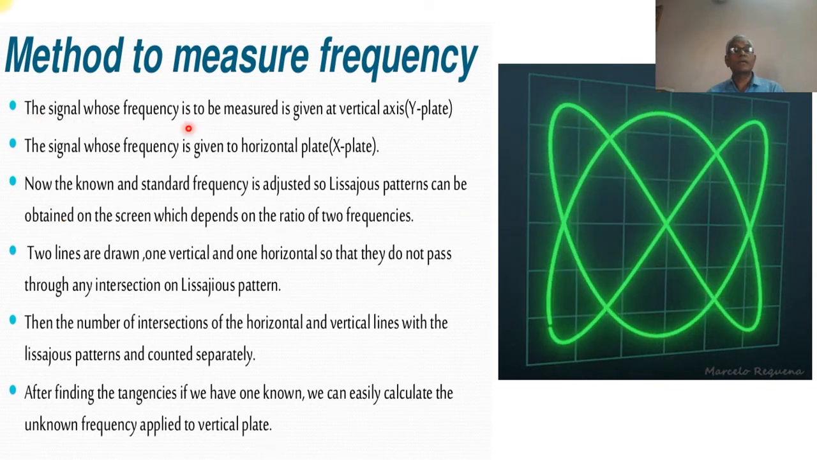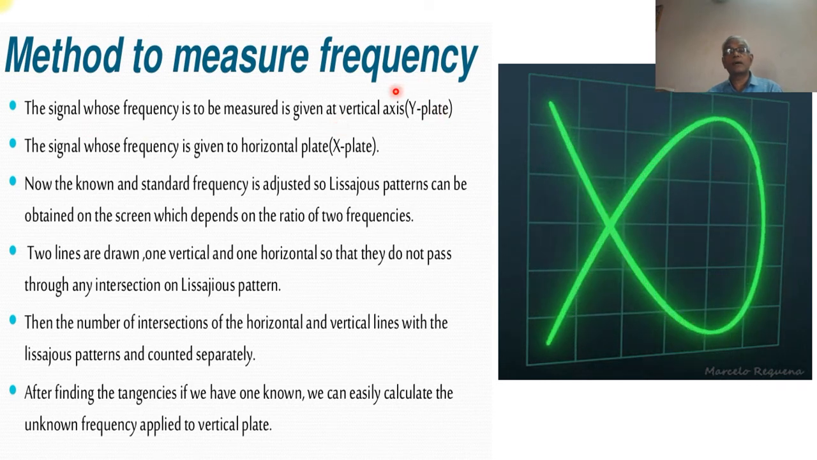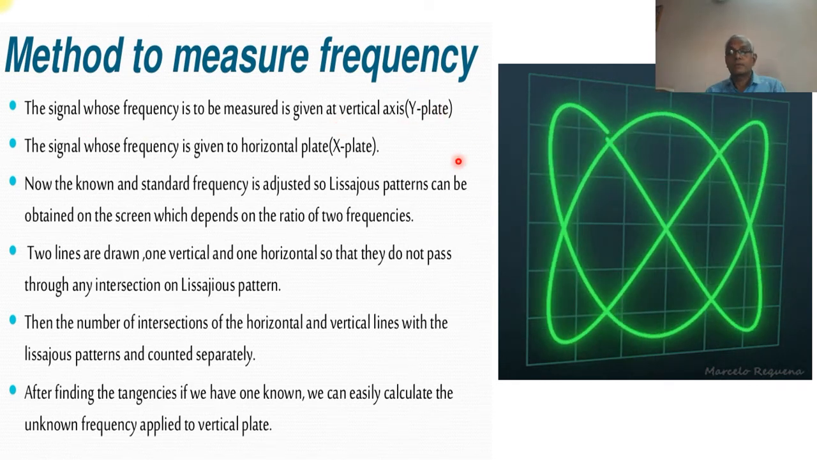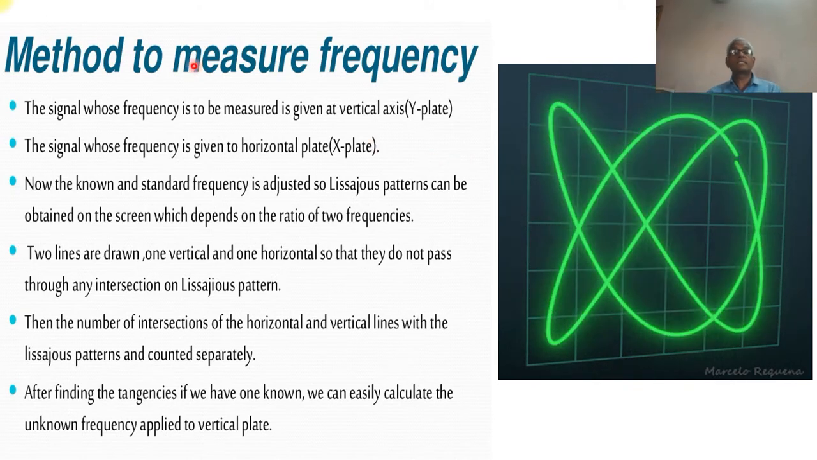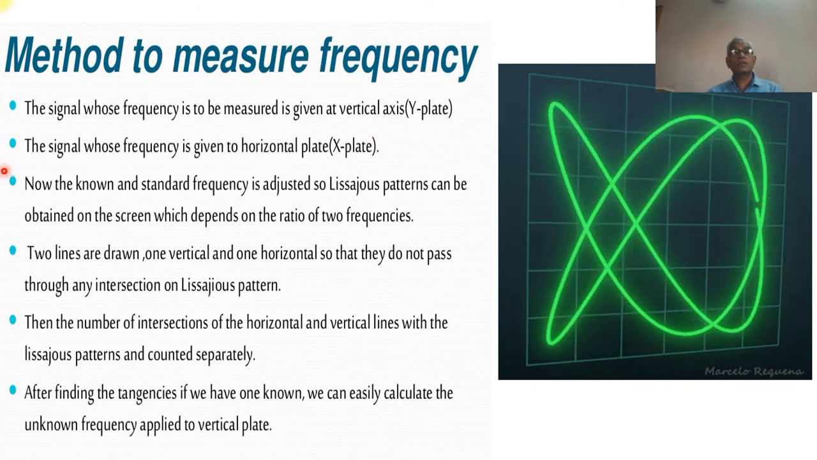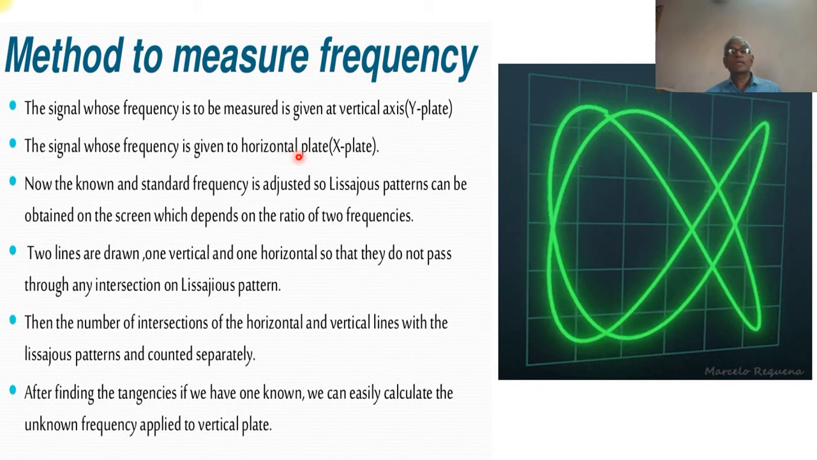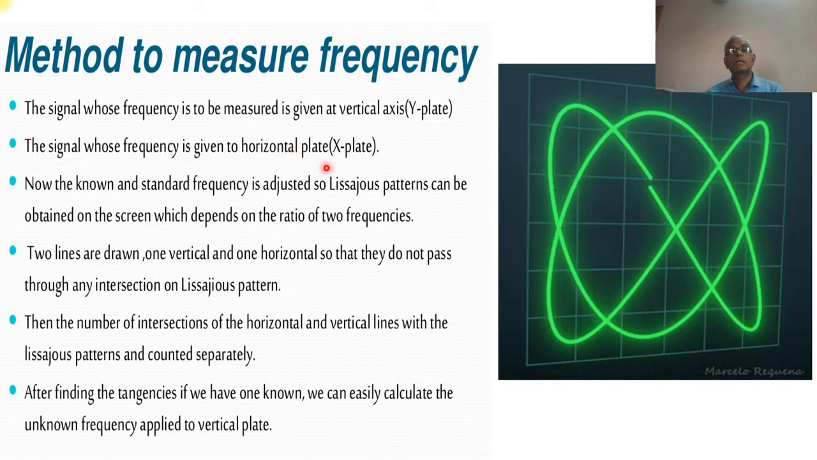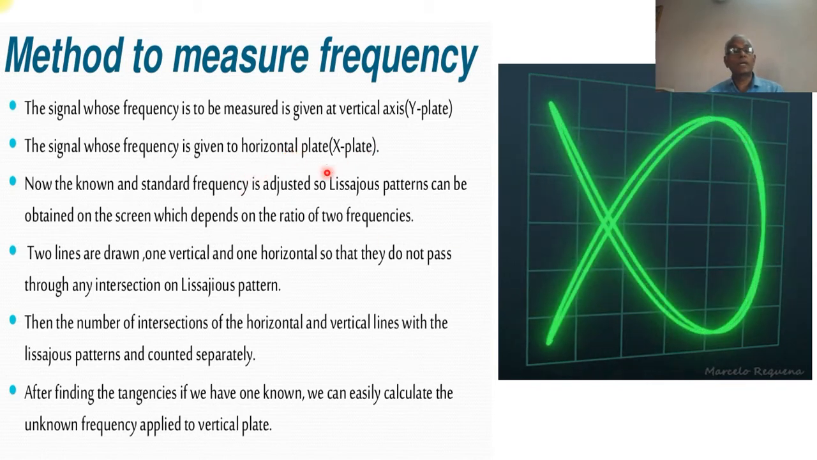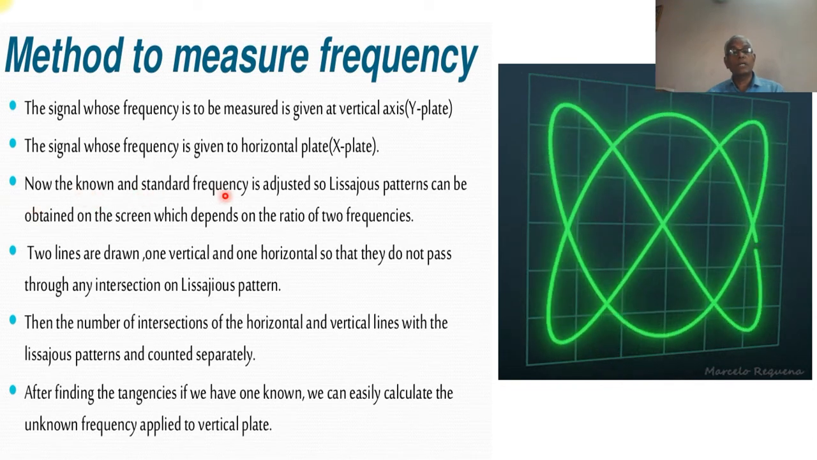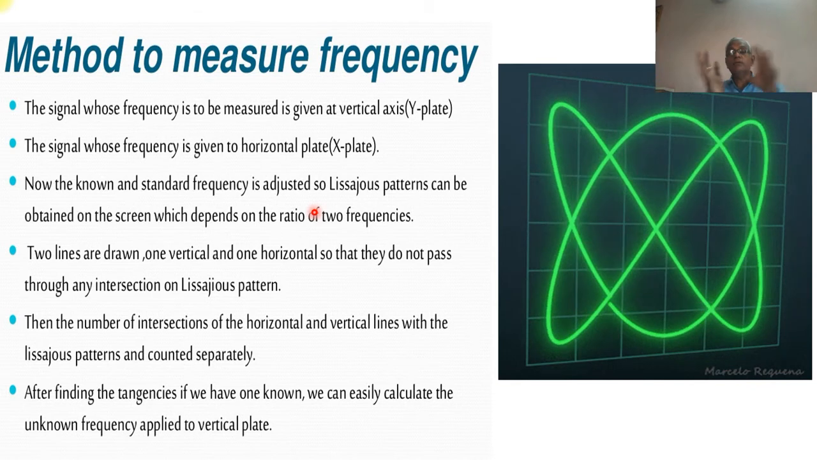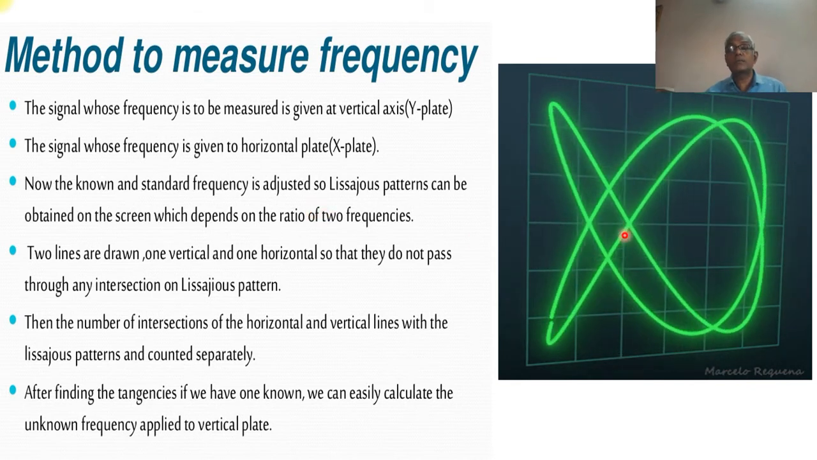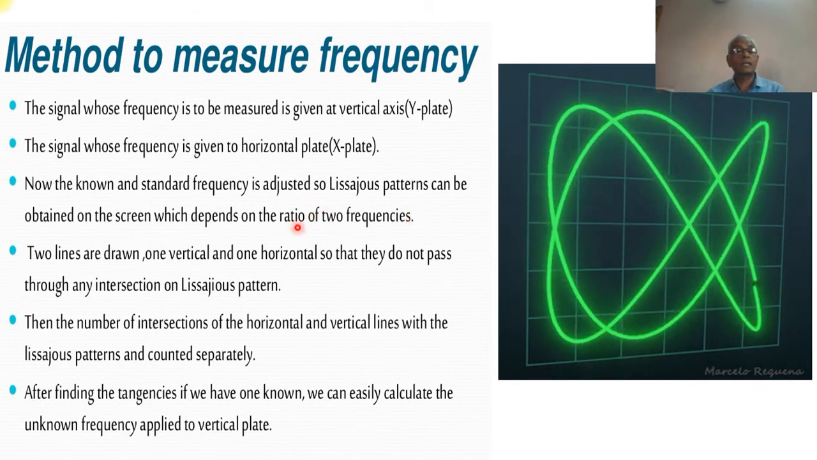So the signal whose frequency is to be measured is given to the y-axis. The unknown signal's frequency will be given to the y-axis, and the known signal frequency is given to the horizontal axis, or the x plate. Now the known, standard frequency is adjusted in such a way that both are equal, and that can be observed with the help of the Lissajous pattern itself.